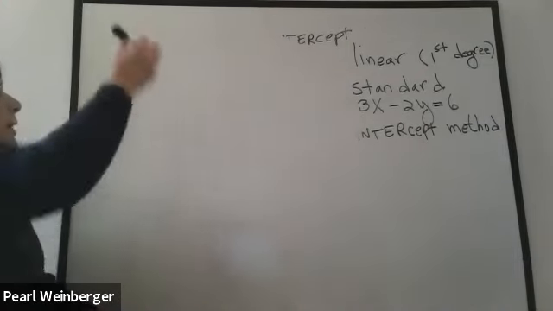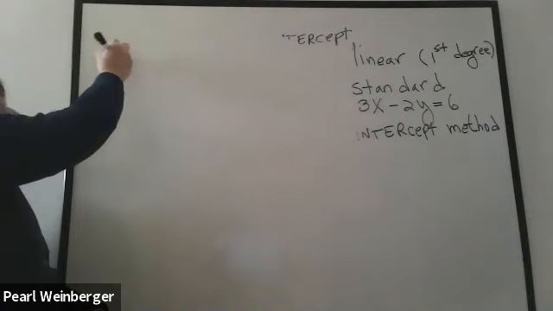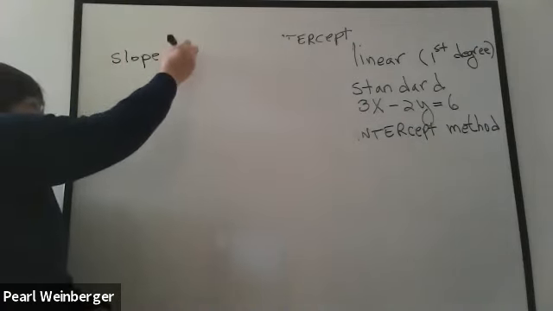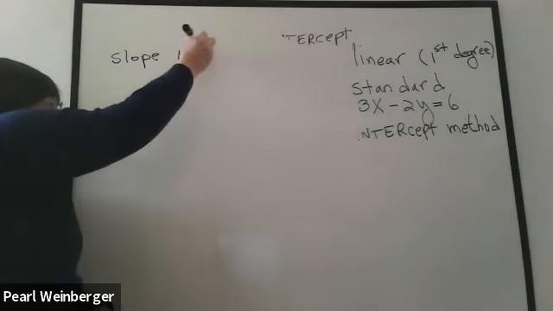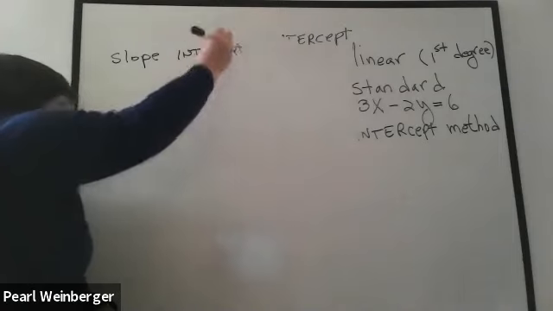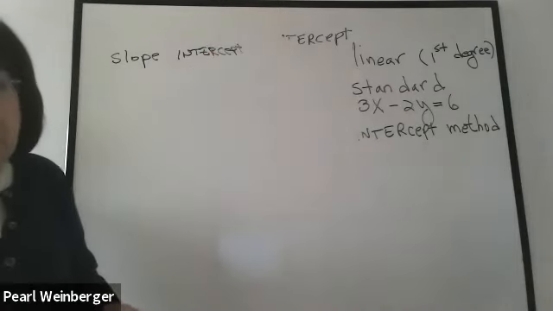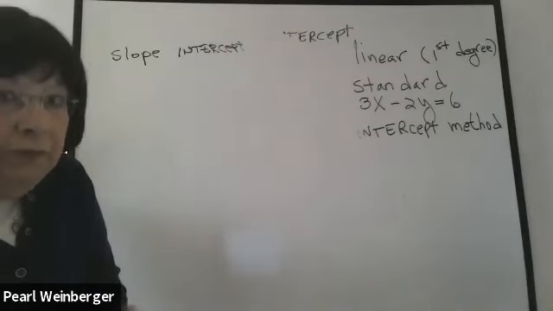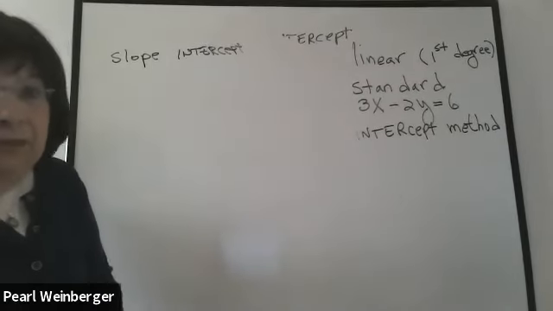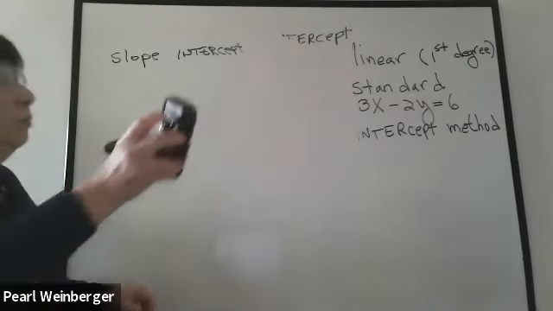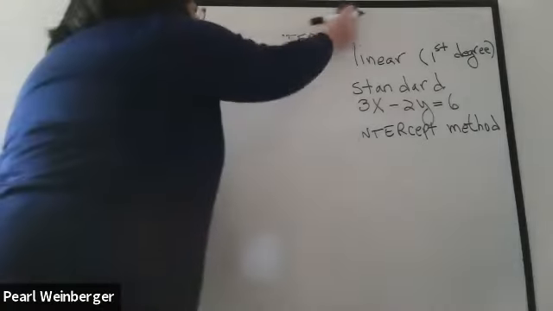Okay, so what do we want to talk about? We want to talk about something called the slope-intercept method of graphing a line. Now, these are really the only two methods I'm going to be talking about, though there are other methods. These are the methods that are easiest to deal with, and therefore the ones I'm going to be talking about.